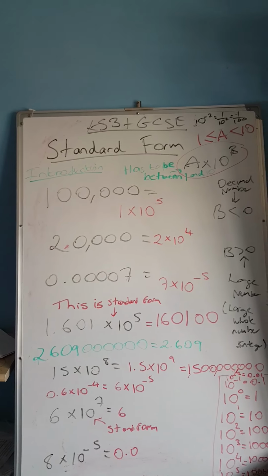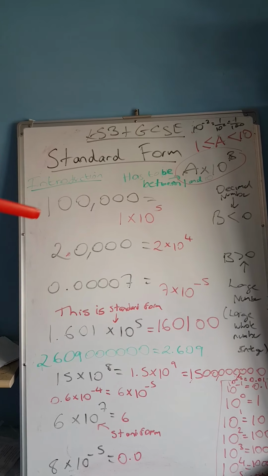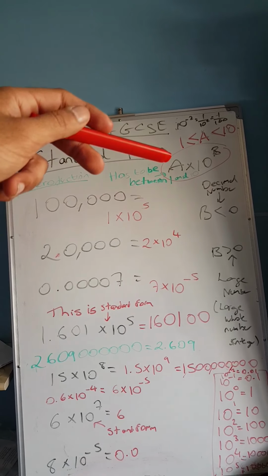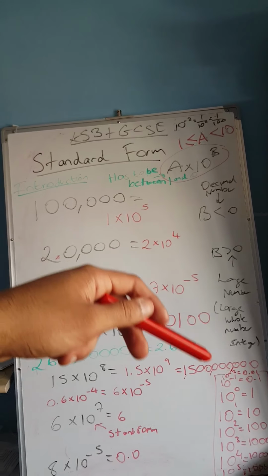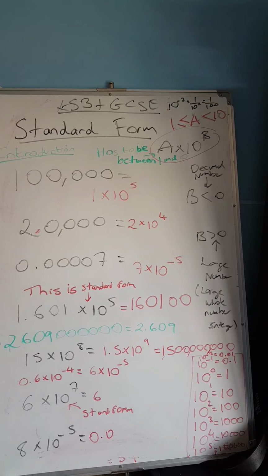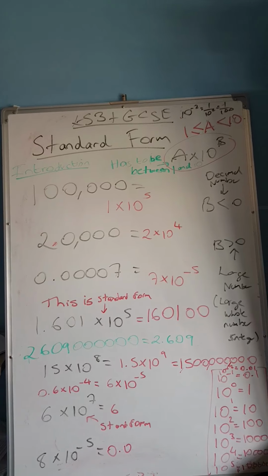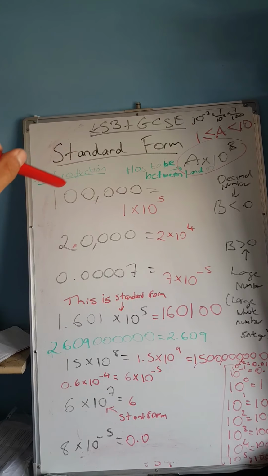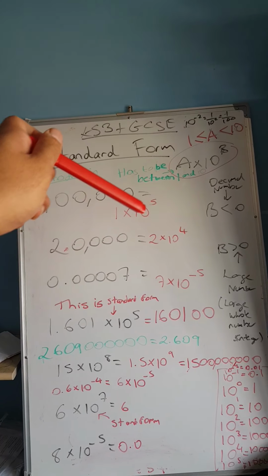Now since 100,000 is a positive large number, we said here that if b is bigger than 0, then it's a large number, a large whole number integer. So it's 1 times 10 to the power of 5. That is writing 100,000 in standard form. So it's a number times 10 to the power of something.